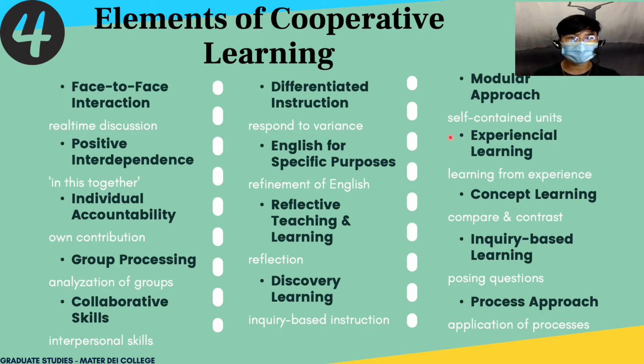Next, we have the element experiential learning. This involves learning from experience, from the word itself. It is all about learning from experience. And next, we have concept learning. This is known as category learning, concept attainment, and concept formation. It is also largely based on the works of the cognitive psychologist Jerome Bruner again.